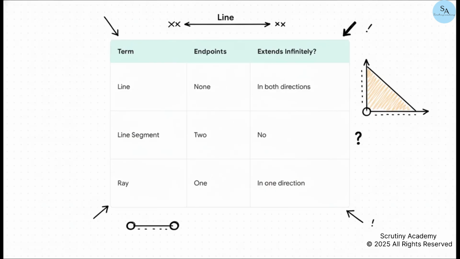Okay, so let's put it all together. This chart makes it super clear. A line has 0 endpoints and just goes on forever. A line segment is locked in with 2 endpoints. And a ray has one starting point and then takes off in one direction. You have got to know the difference here. This is a classic exam question.